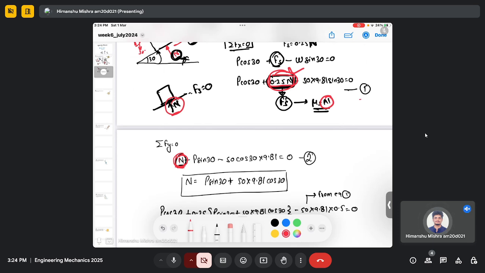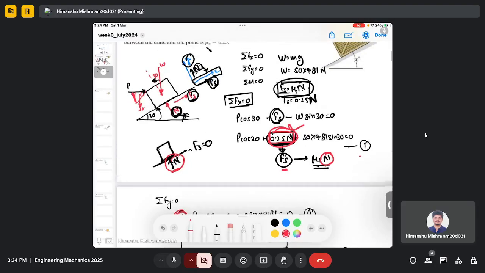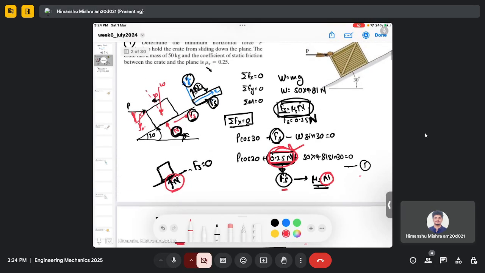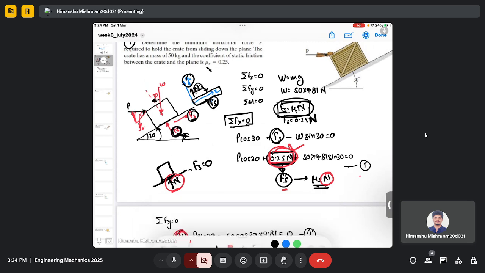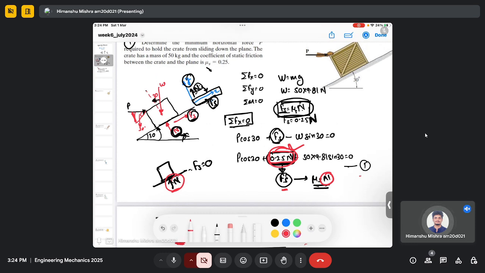In equation 1 it is coming due to friction, in equation 2, the friction force in x direction is 0.25 into the normal reaction, and there is no friction force in the y direction. There is no question of that, right? Yes, there will be no question of that, because this block can move only in the x direction. Okay, we got it.